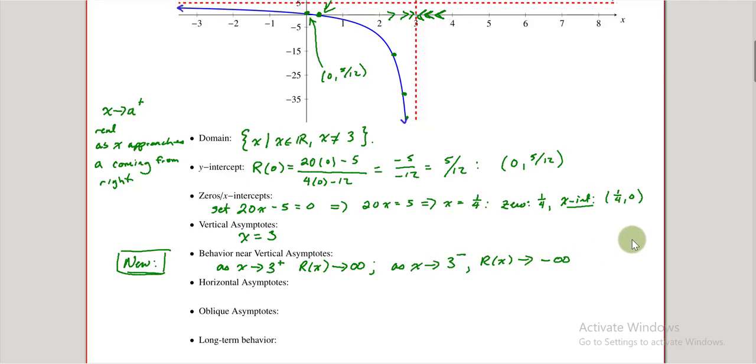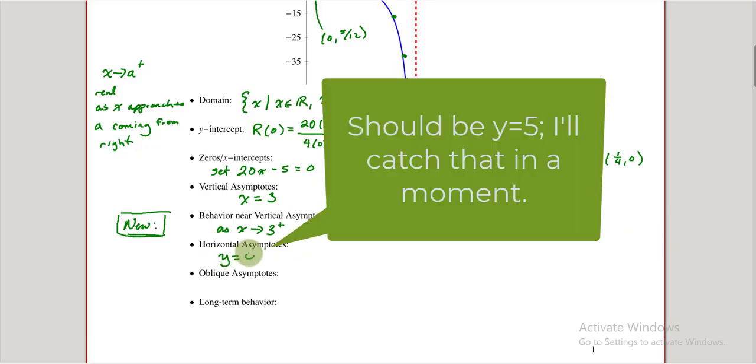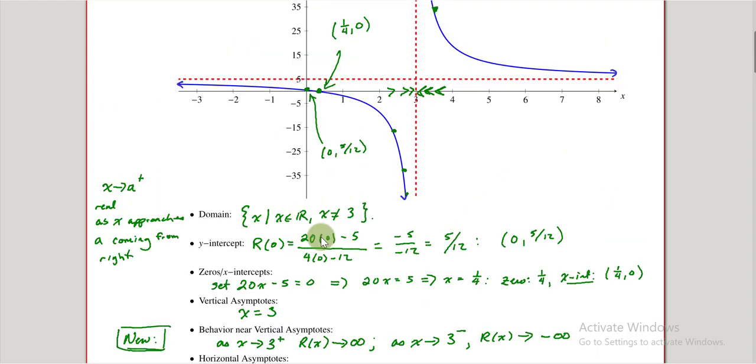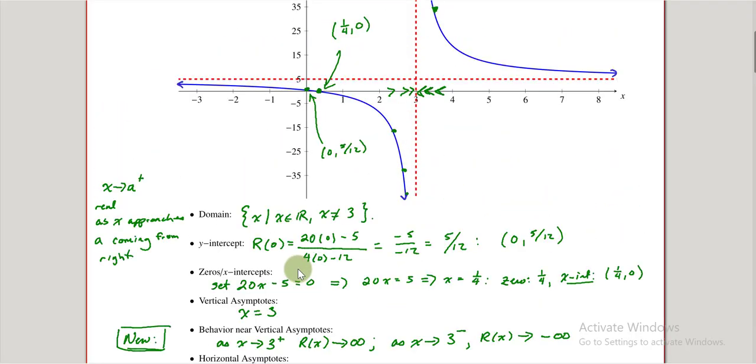The next thing is that this graph has a horizontal asymptote. If you go look, we see this dashed line that I've drawn for you. Sure, folks, I said at y equals 0. That's a mistake. It should be at y equals 5. Excuse me. So we have this horizontal asymptote at y equals 5, and notice what we see.